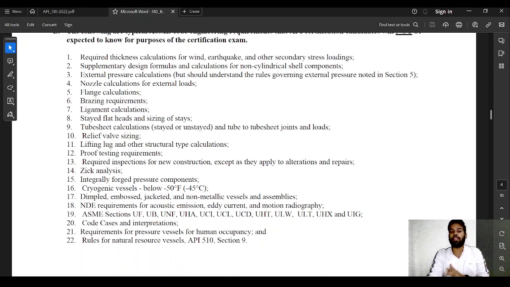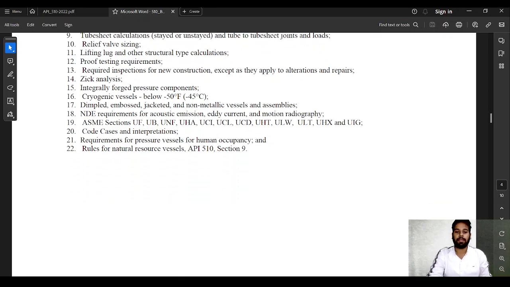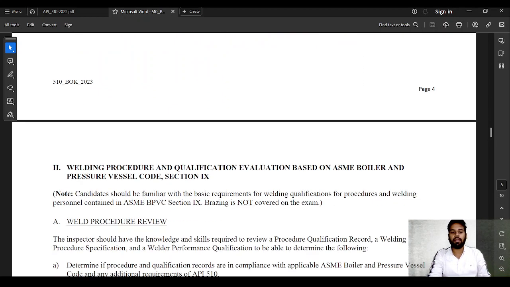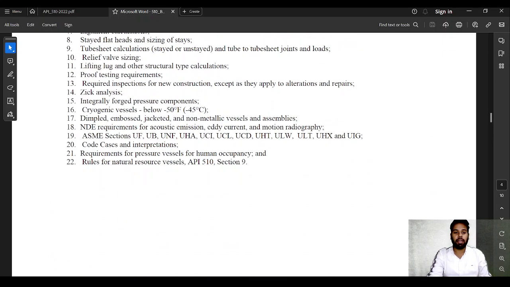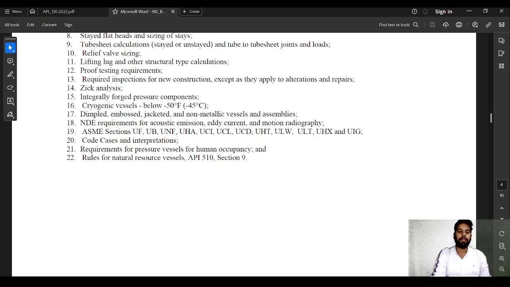So required calculations for wind, earthquake and other stress loadings, supplementary design formulas, nozzle calculations, flange calculation, brazing calculations, ligament calculations, tube sheet calculations, all of these things don't need to be known by the inspector. If he knows, it's a good thing, but it is not going to be part of the examination. Again, see one more thing, rules for natural resource vessel, API 510 section 9. Section 9 is not going to be part of the examination.